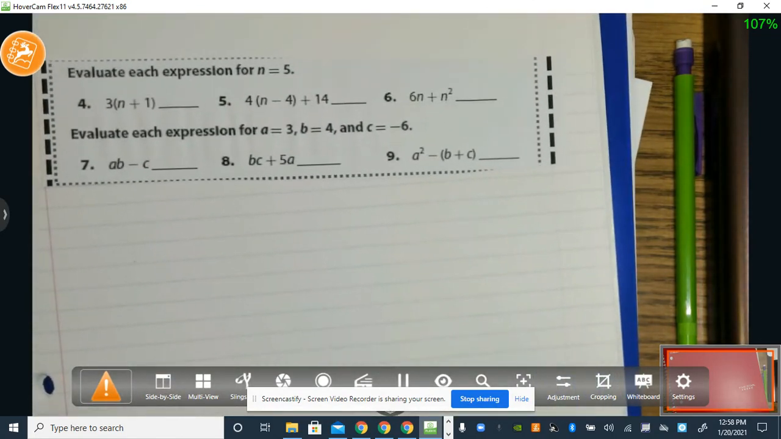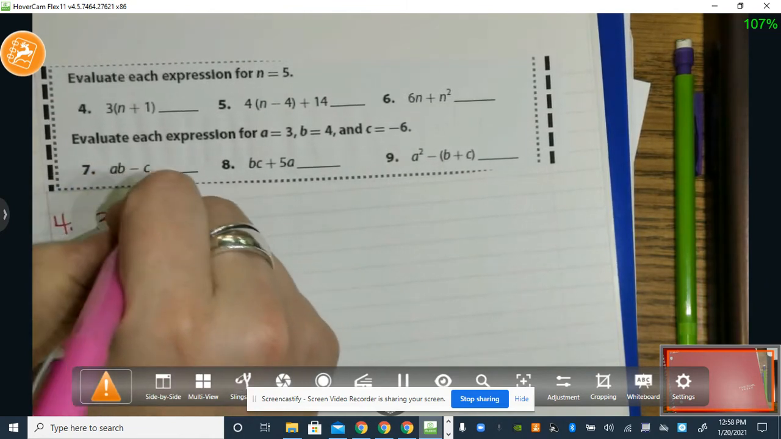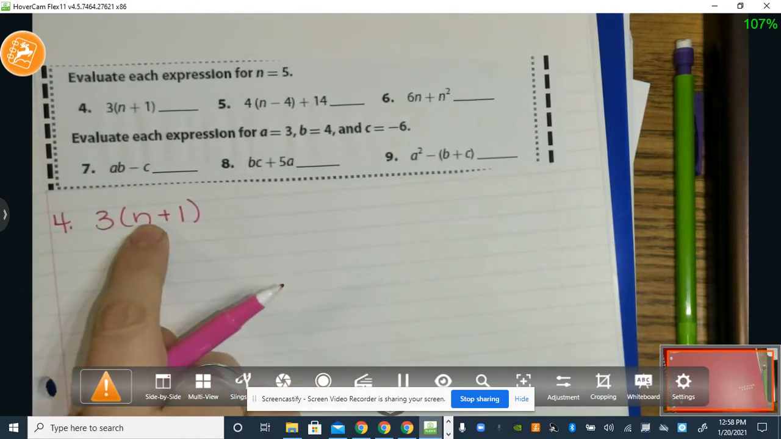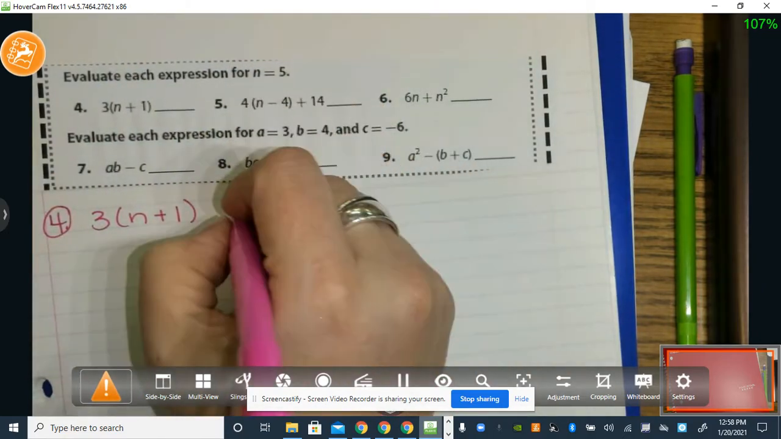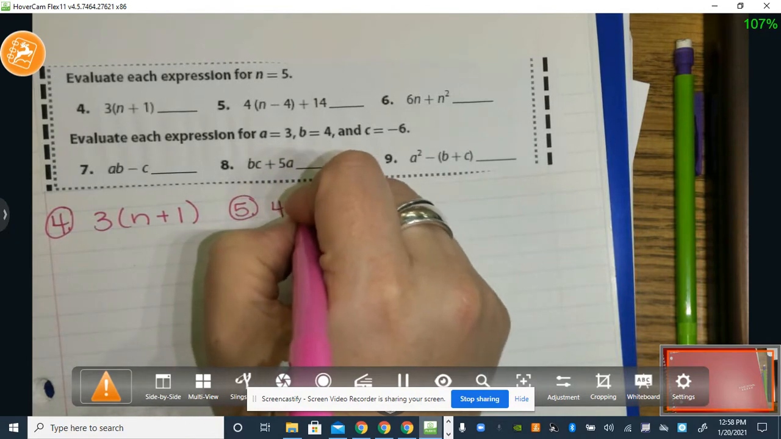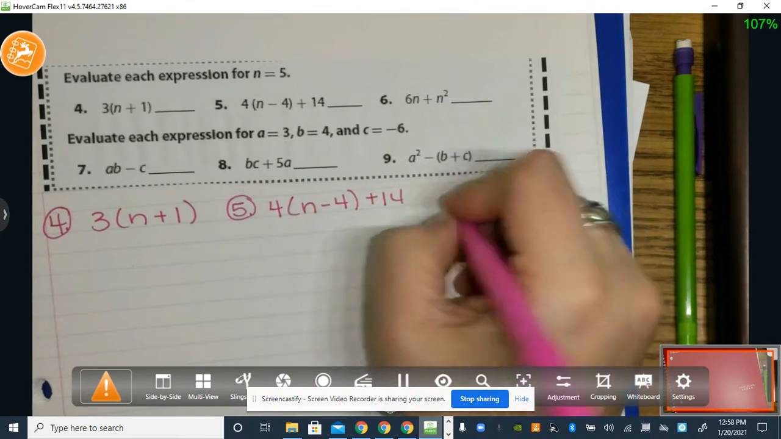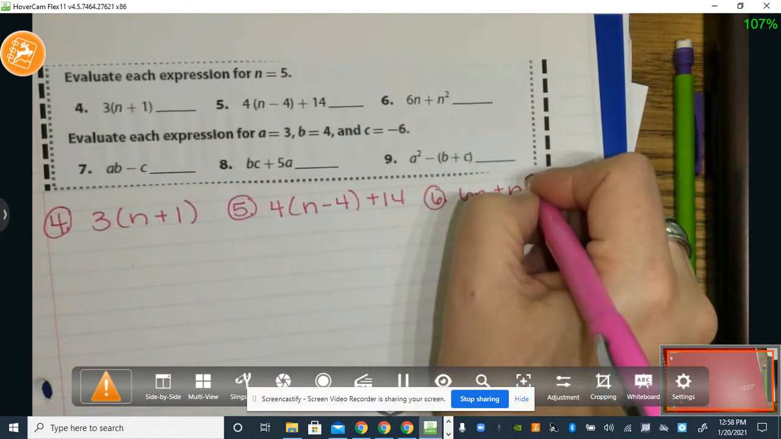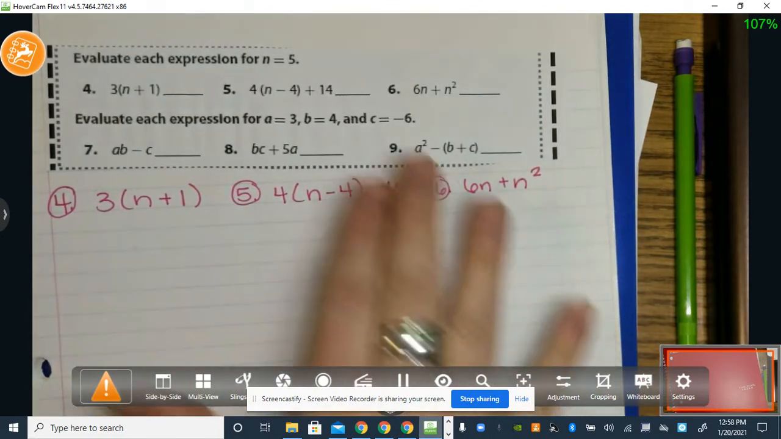All right, so number 4 is 3, open parentheses, n plus 1. Okay, and I'm just going to rewrite them all down here. So number 5 is 4, open parentheses, n minus 4, close parentheses, plus 14. Number 6 is 6n plus n squared. Okay, now I just rewrote them so I had some room.